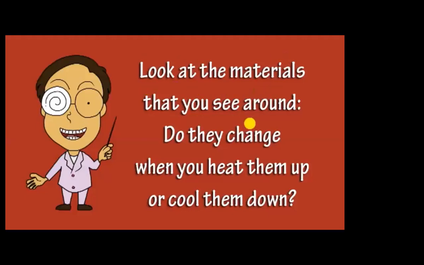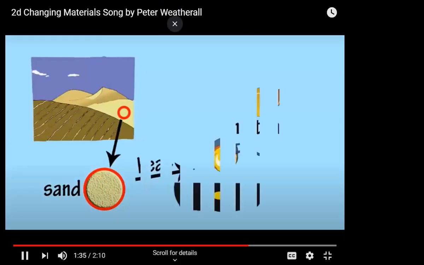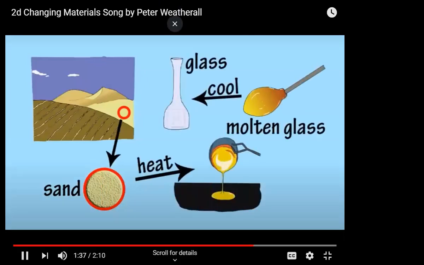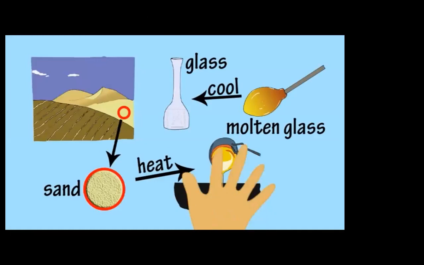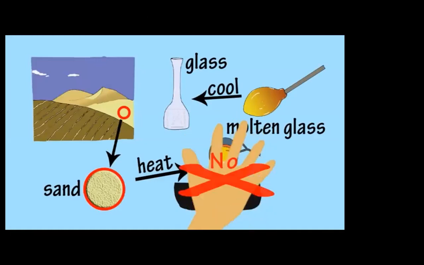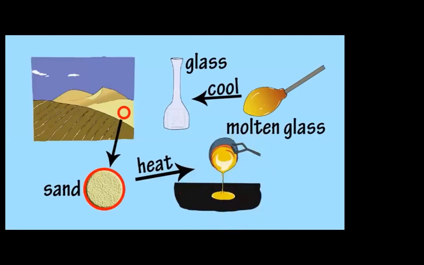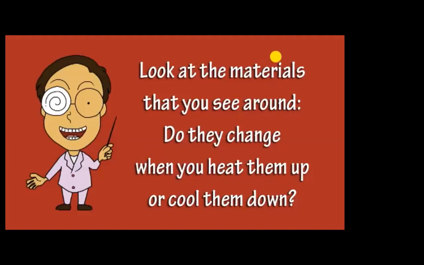Do they change when you heat them up or cool them down? You can make molten glass by heating up some sand, but be careful not to touch it or you'll burn your hand. Look at the materials that you see around. Do they change when you heat them up or cool them down?